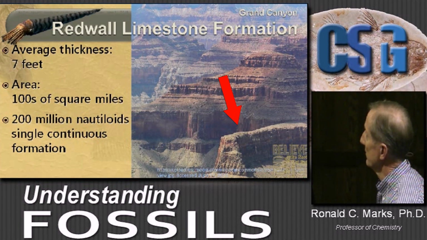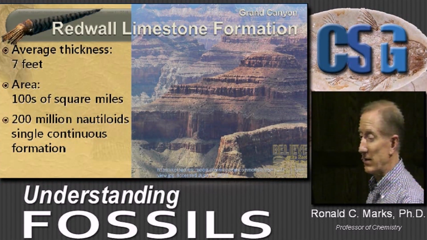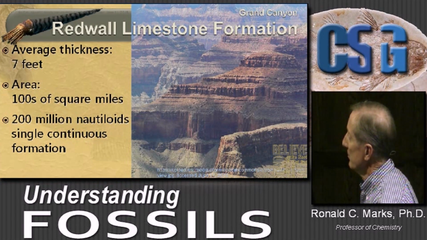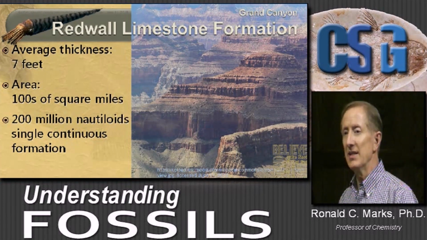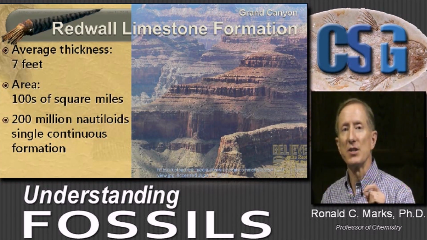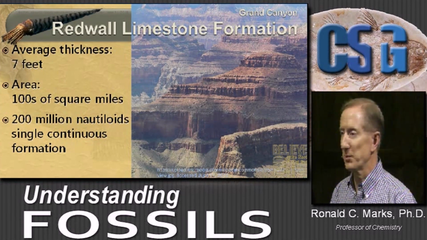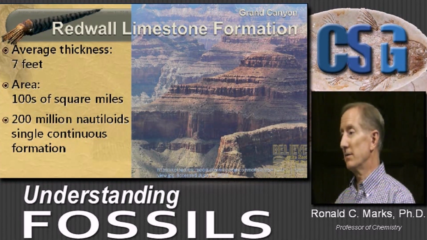There's a piece of this that contains limestone that's about 7 feet thick, covers hundreds of square miles, and is estimated to have 200 million nautiloid fossils in it. The nautilus is a sea creature. So how did we get 200 million creatures deposited in a single continuous geological formation? There's only one rational explanation. This was formed in a single catastrophic event.